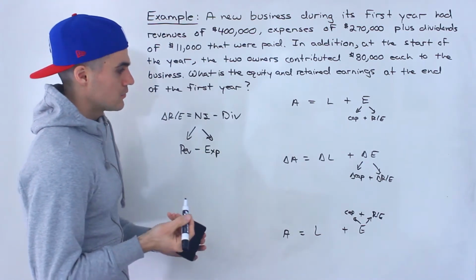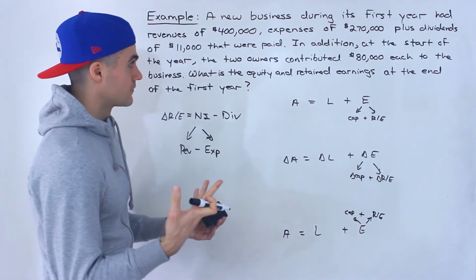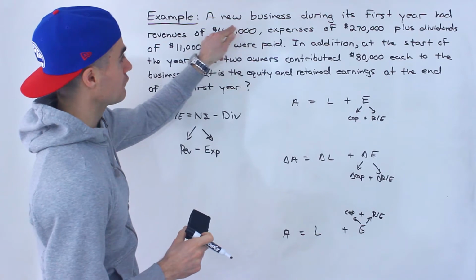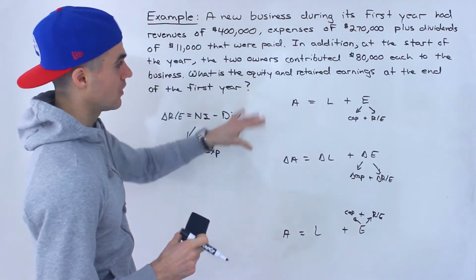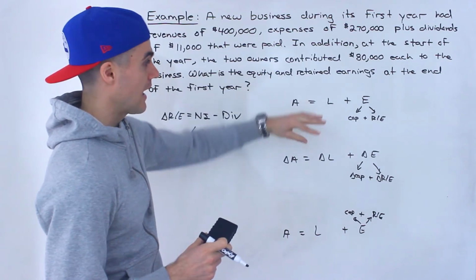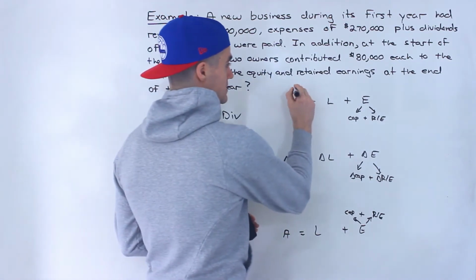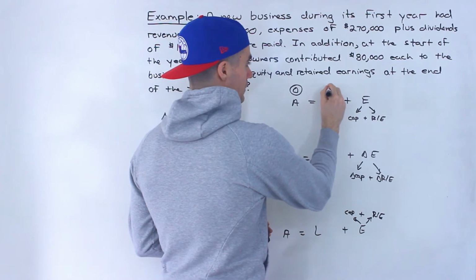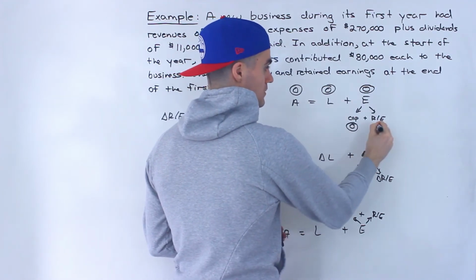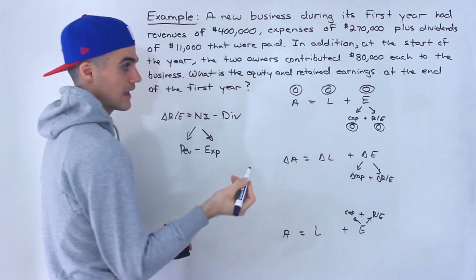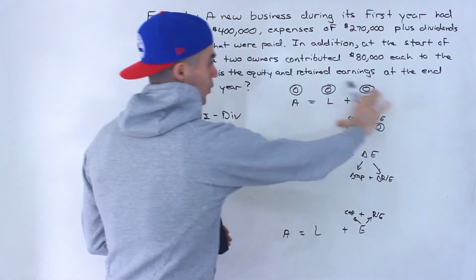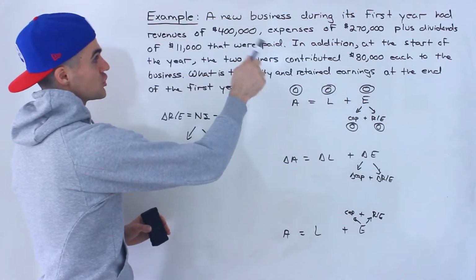And so from here, what we can do is just fill in what we're given. So notice it says a new business. Whenever I see a new business, automatically I assume the balance sheet at the beginning of the period over here, everything is zero. So the assets were zero, the liabilities were zero, the equity was zero. Now, if the equity was zero, it means the capital was zero, and the retained earnings account was zero as well. So a new business, no balance sheet at the beginning.